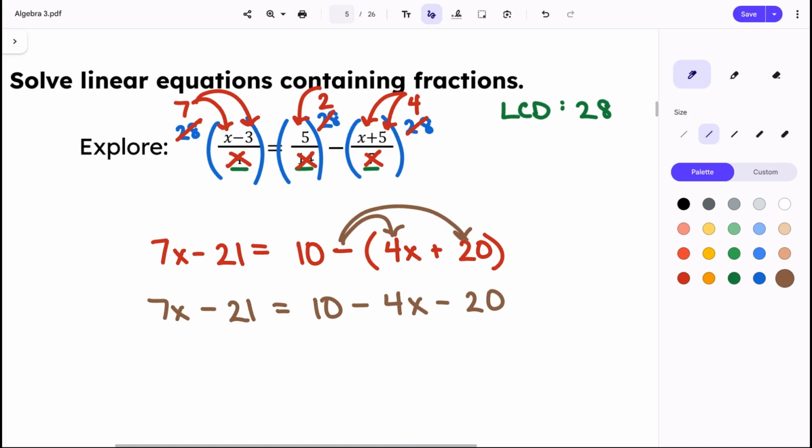Let's work on the numbers first. I should be able to combine the 10 and this negative 20 over here right away. And then I will have to deal with this negative 21. So you can kind of do that step by step if you want. Some of you can maybe deal with this mentally. Over here on the right side, what would be 10 minus 20? Negative 10. So I'm just going to rewrite, I've got negative 4x minus 10.